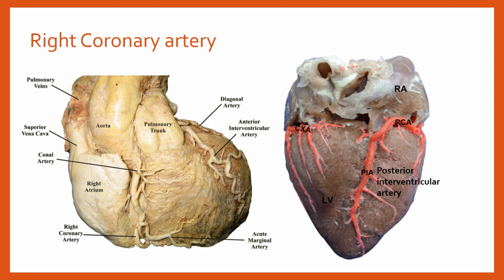And here on the posterior part we can see the atrial branches and the ventricular branches, and the prominent one here is the posterior intraventricular artery.